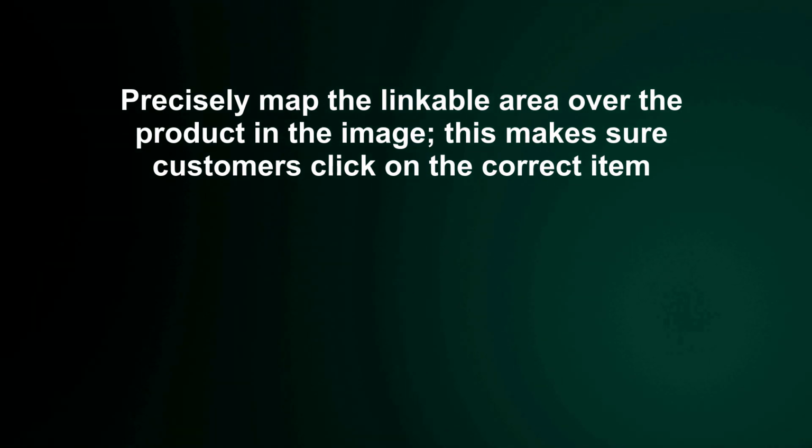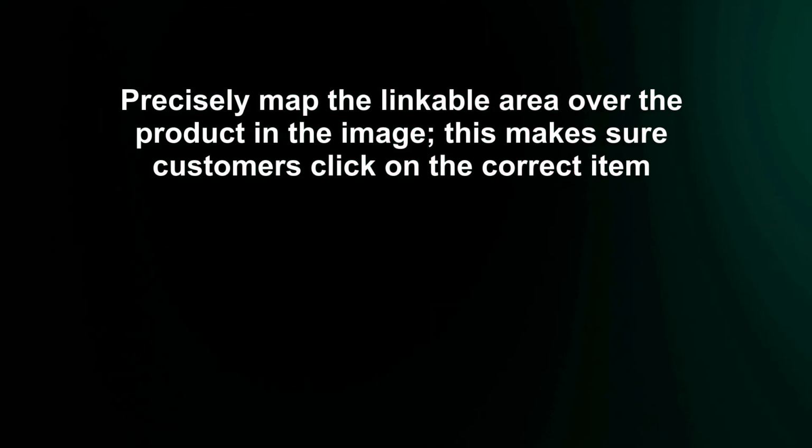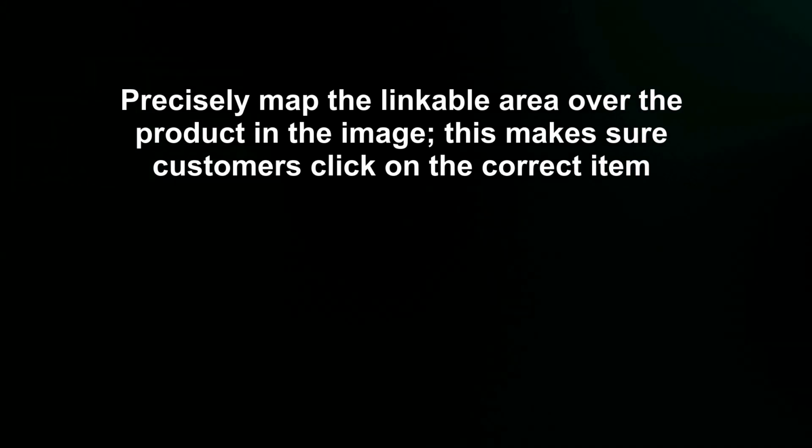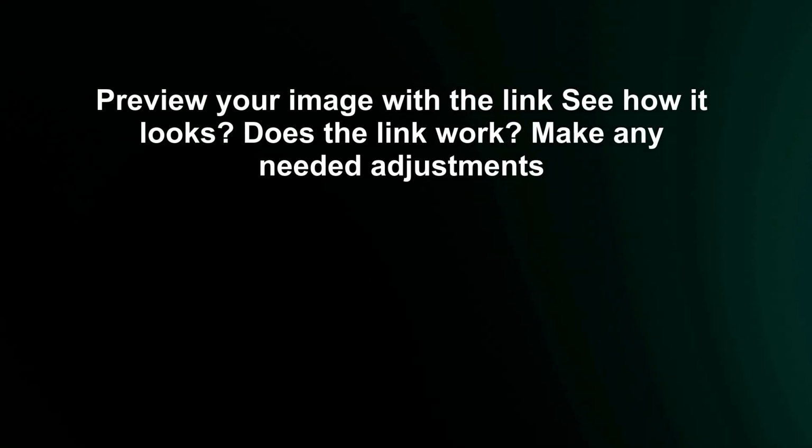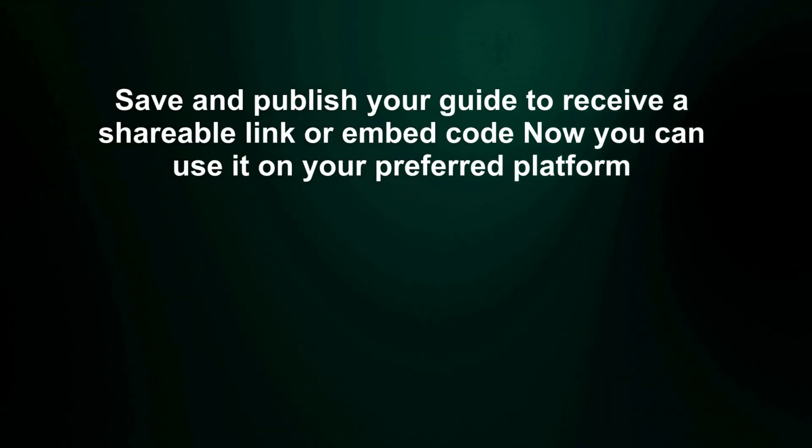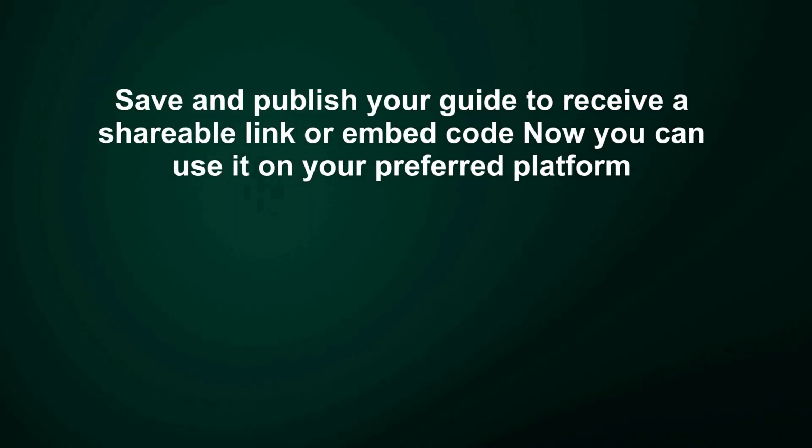Precisely map the linkable area over the product in the image. This makes sure customers click on the correct item. Preview your image with the link. See how it looks. Does the link work? Make any needed adjustments. Save and publish your guide to receive a shareable link or embed code.